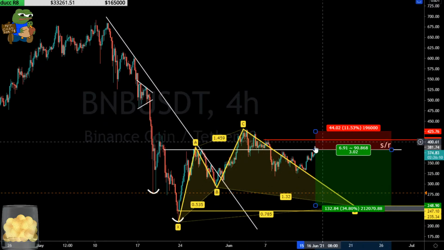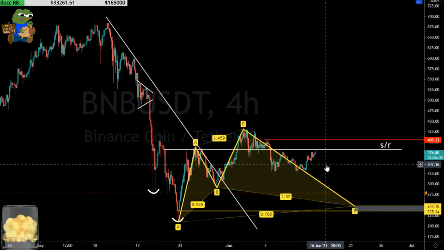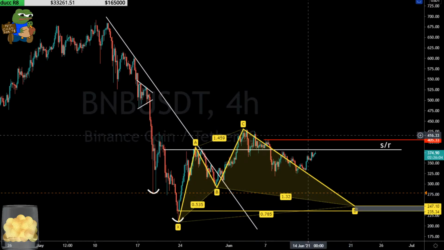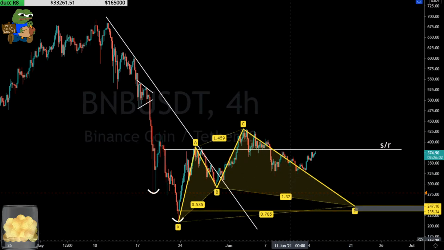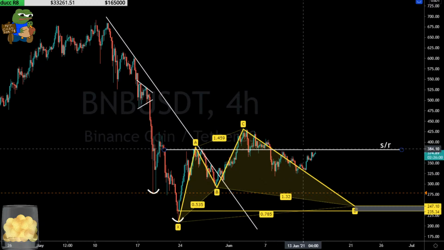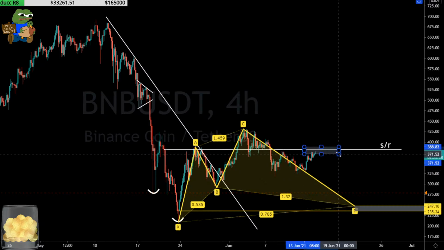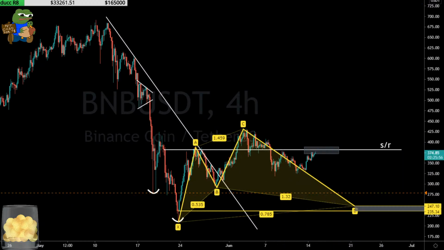Again, you're in a real decision point area here where you must decide what is going to happen in this critical zone right here. Okay, this 380. If 380 fails, you dump it. If 380 holds, you pump it.